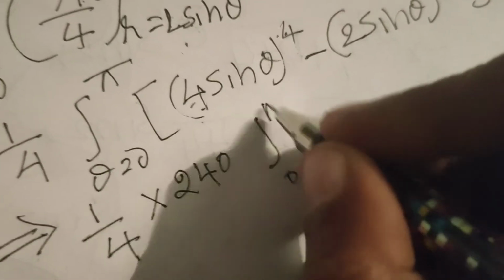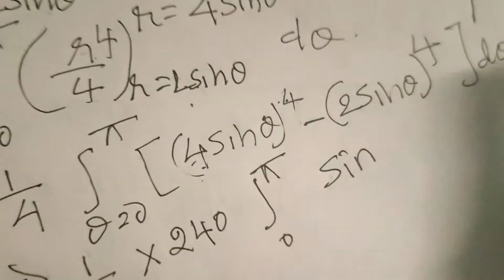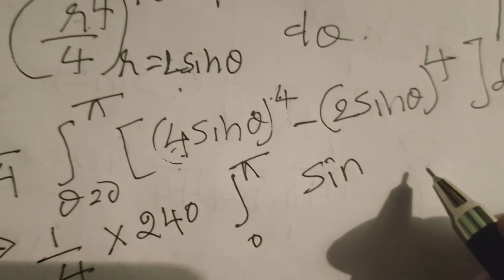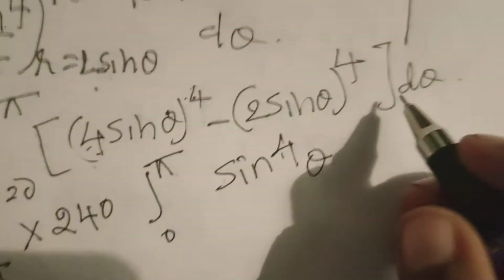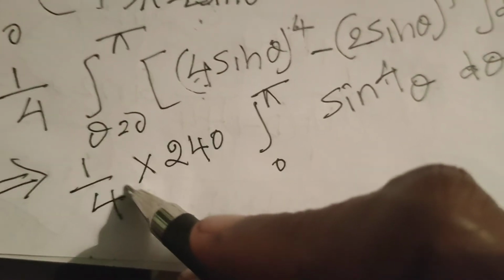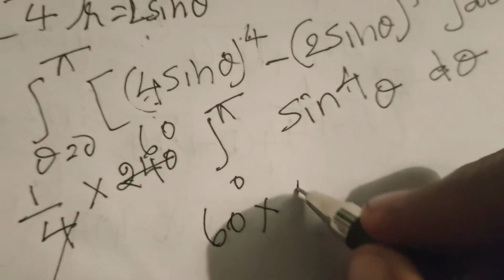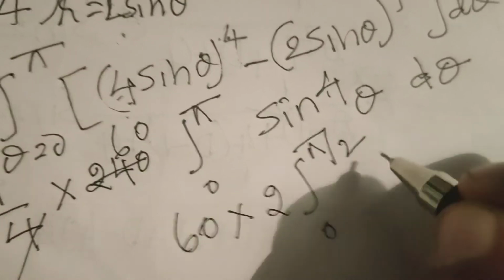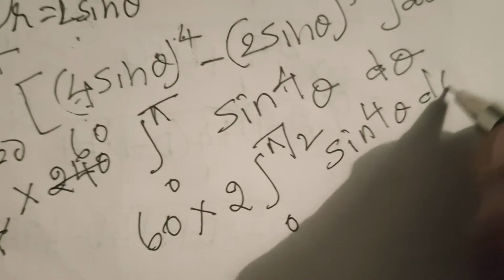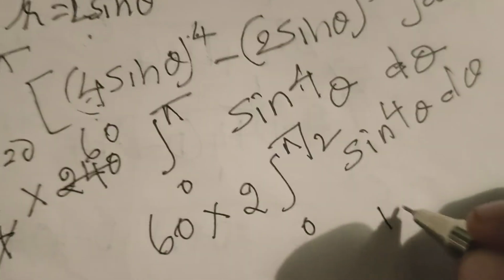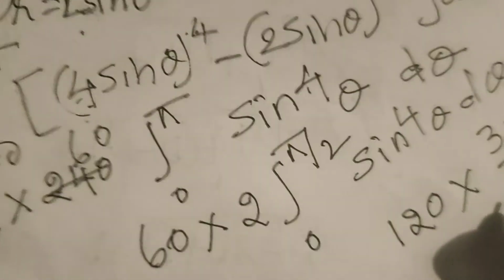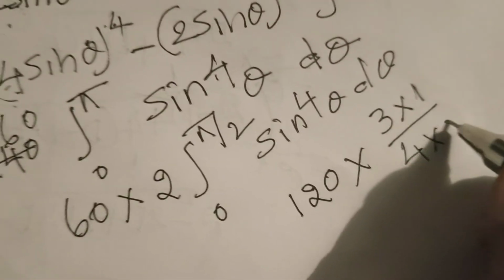Next, the integral from 0 to pi of sin power 4 theta d theta. Cancelling, 4 sixes are 24, so we get 60 into the integral, which becomes 2 into the integral from 0 to pi by 2 of sin power 4 theta d theta. 2 sixties are 120, and integrating gives 3 into 1 by 3 into 1 by 4 into 2, pi by 2.